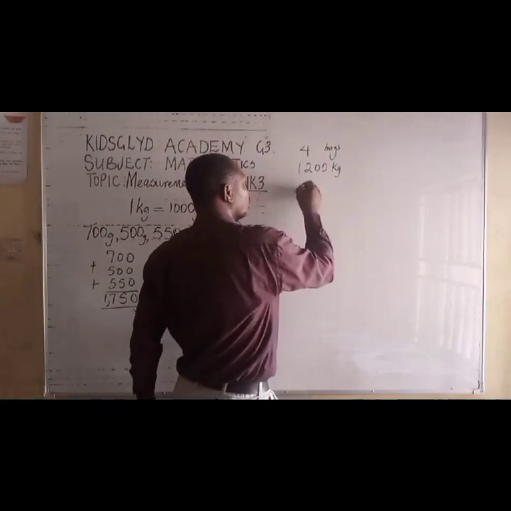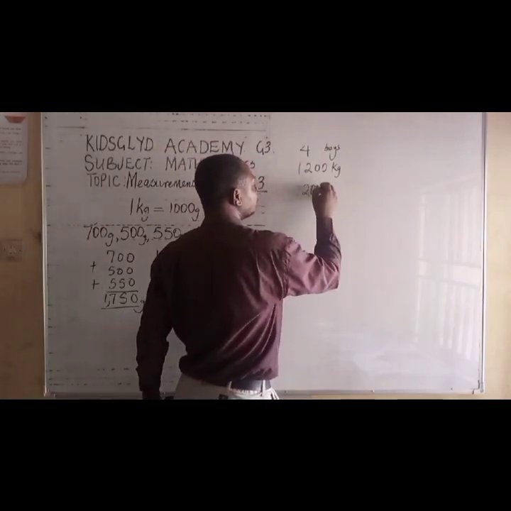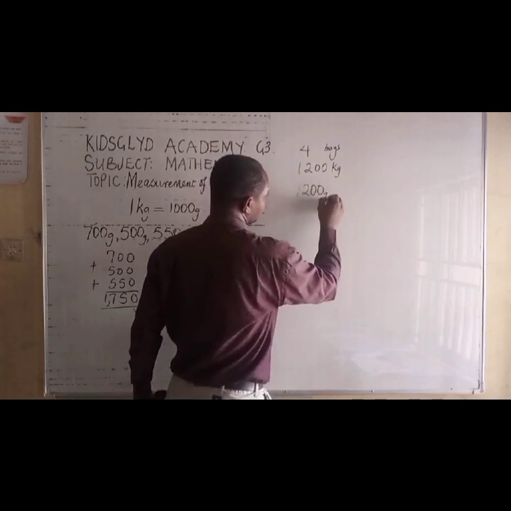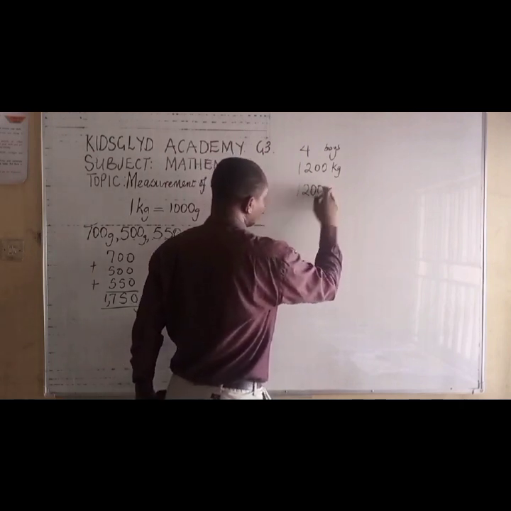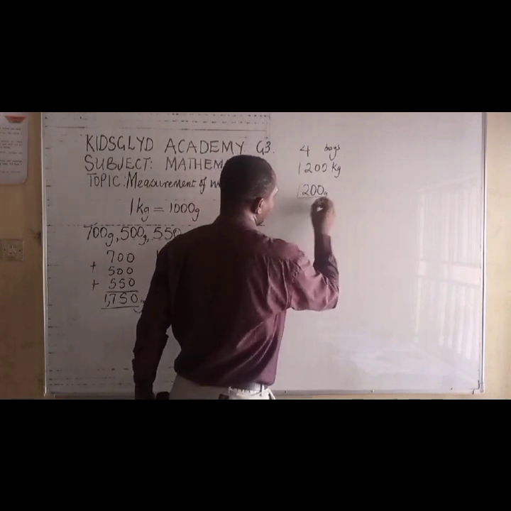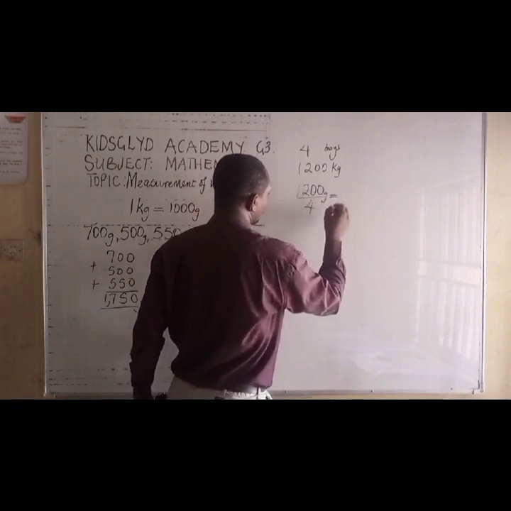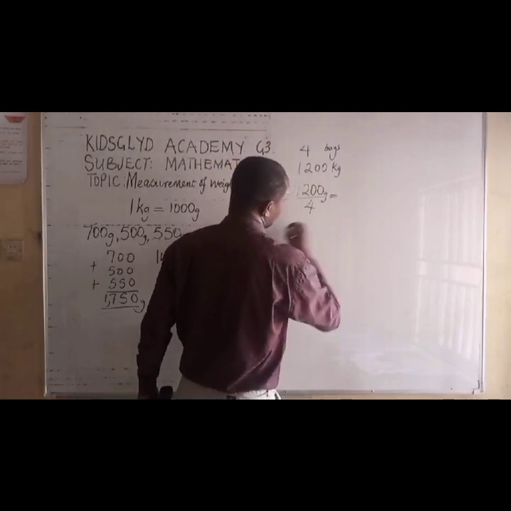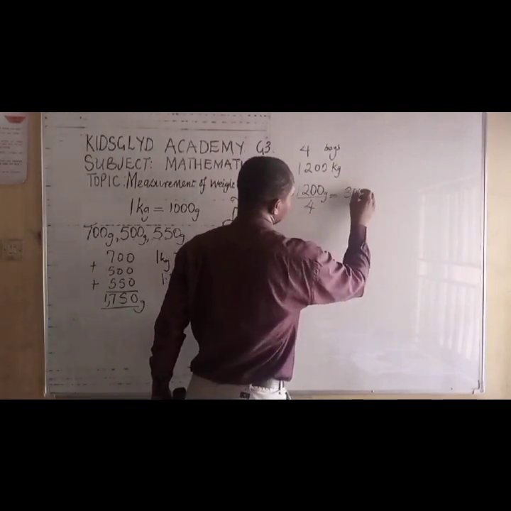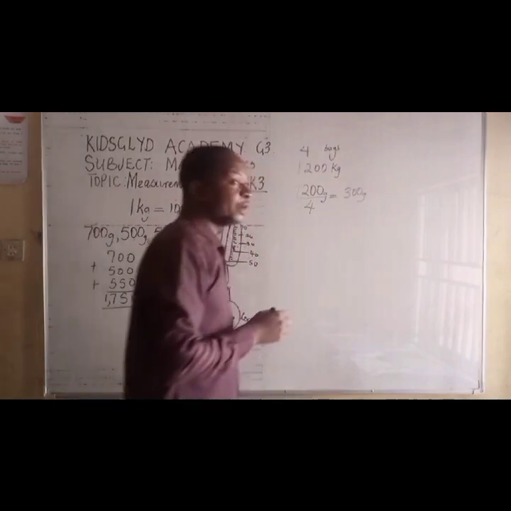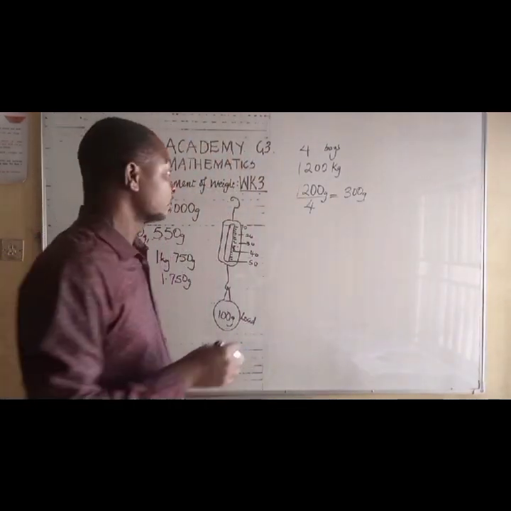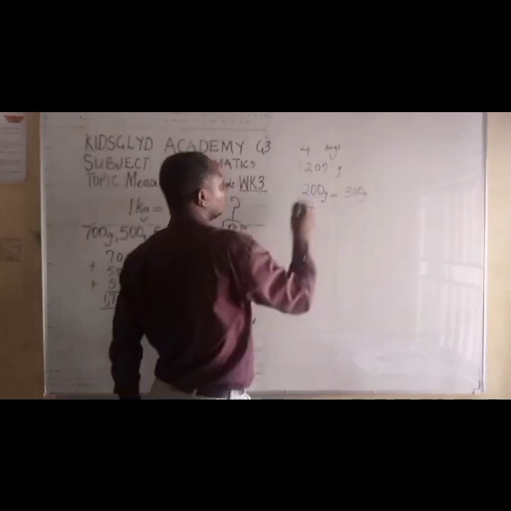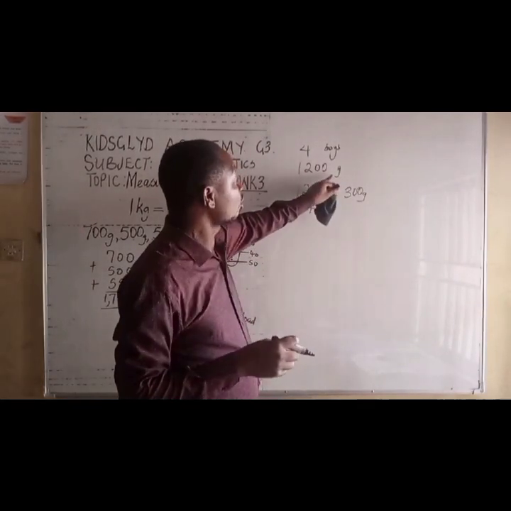You say, okay, 1,200 grams, you leave it in grams, divide by 4 people. This gives us 300 grams. That means each person carries 300 grams. This is in grams because it is not converted to kilograms.